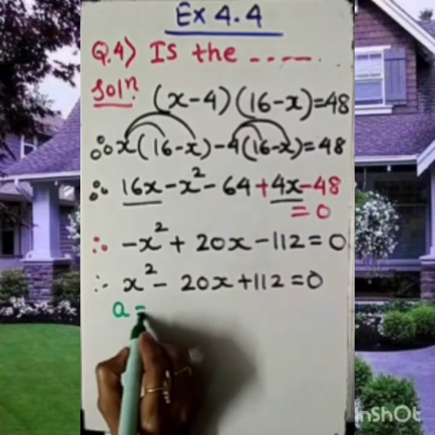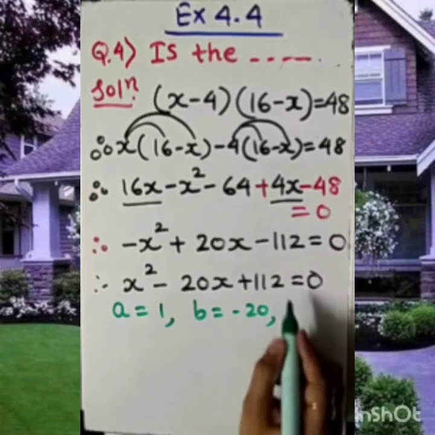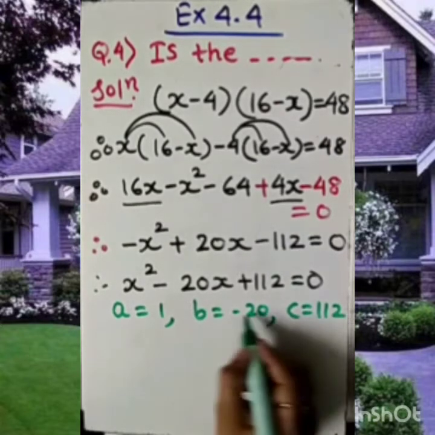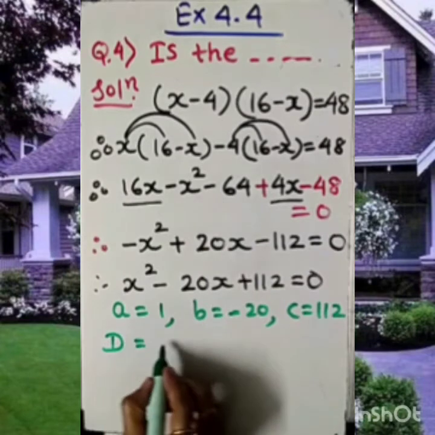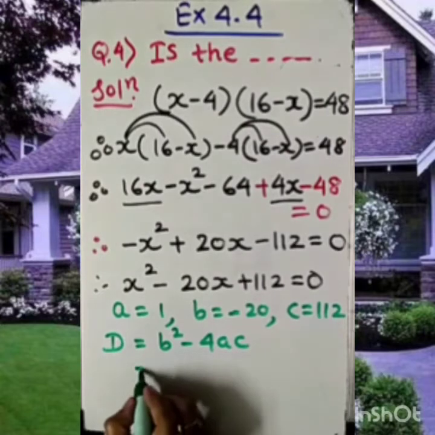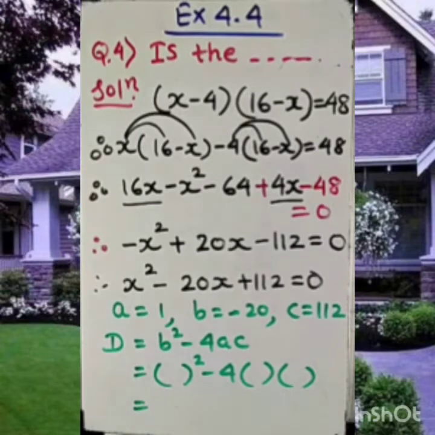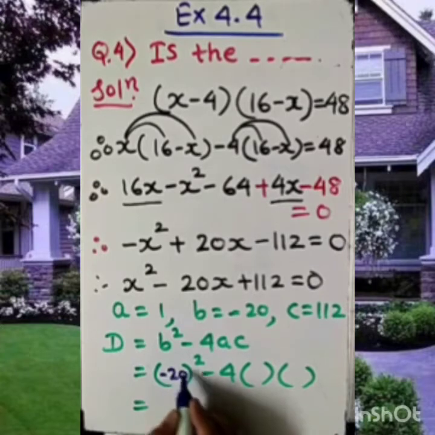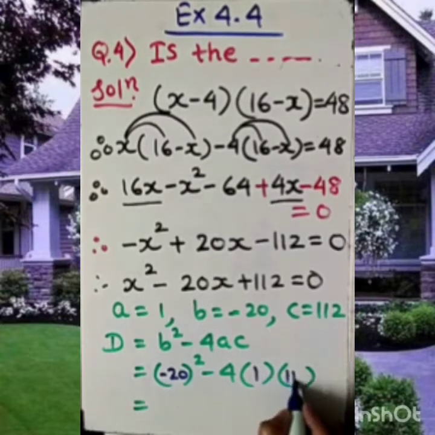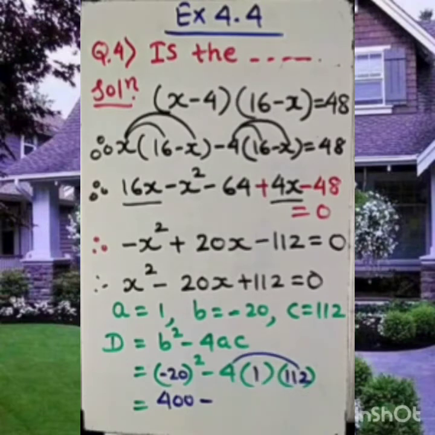If I apply that, then a will be 1, b will be minus 20 and c will be 112. Now we need to find the discriminant D, that is b square minus 4ac. Let me substitute this value of a, b, c in this discriminant, that is b is minus 20, a is 1, c is 112. What is the square of minus 20? It will be 400 minus 112 into 4.